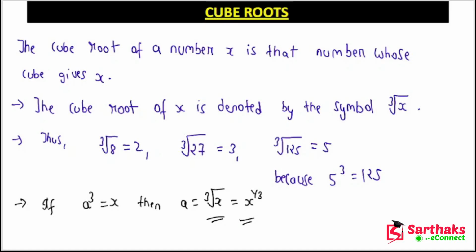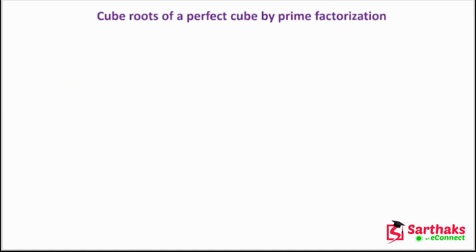So we are going to talk about that particular method, and that is prime factorization. We have already done it in square roots. It is exactly the same. In square roots, the only difference was that we used to make pairs. In cubes, the only difference will be that we are going to make triplets, and we are going to take one factor out of each triplet of same factors. So let us talk about the procedure of calculating cube roots of a perfect cube by prime factorization.